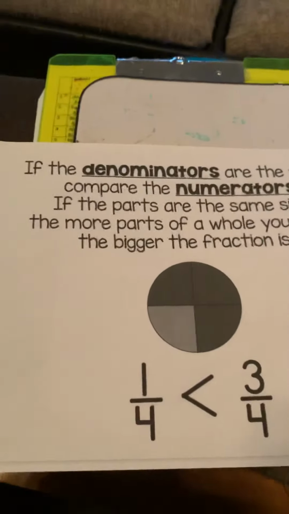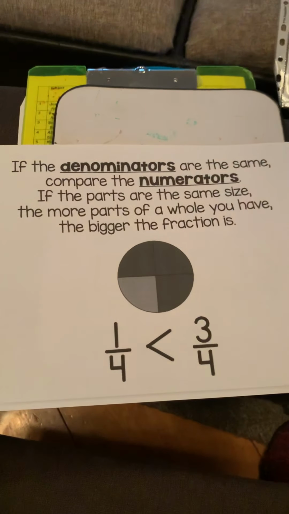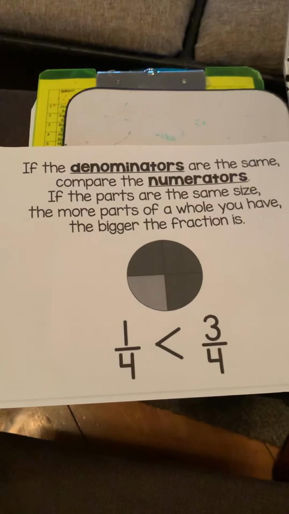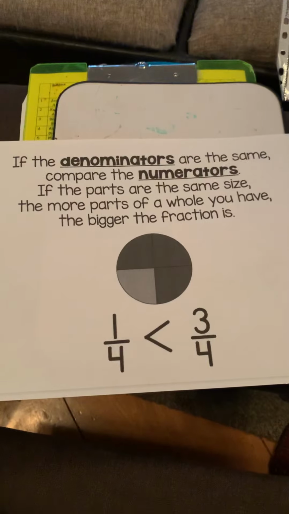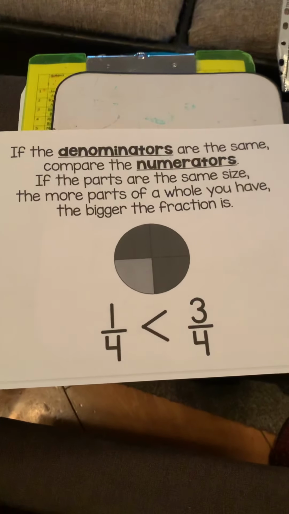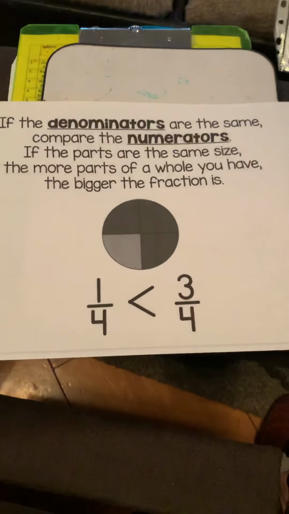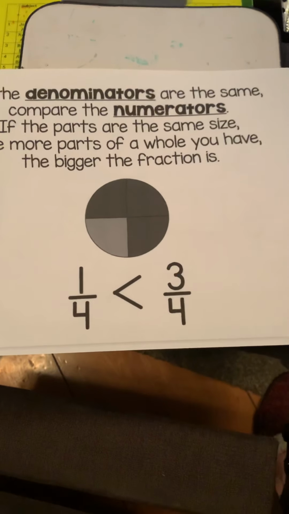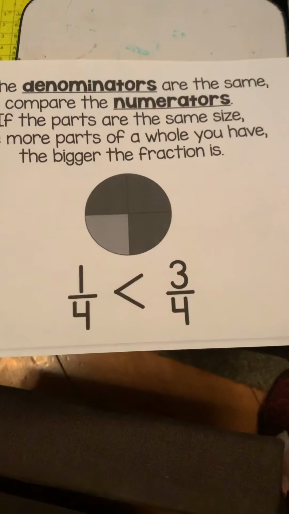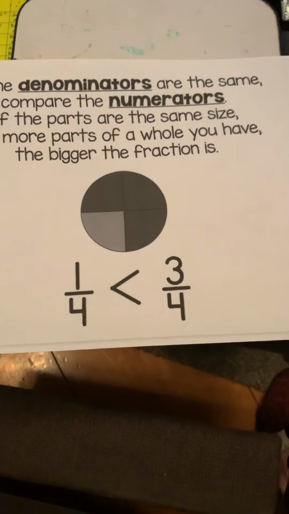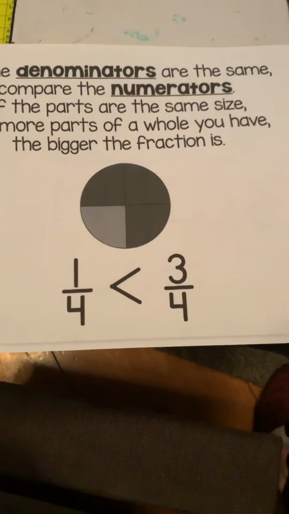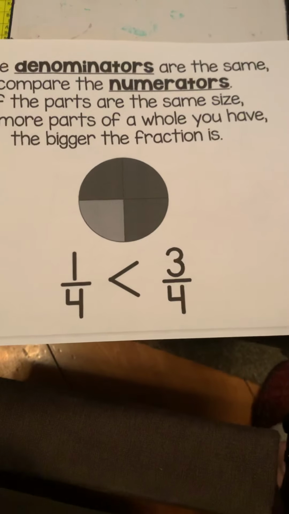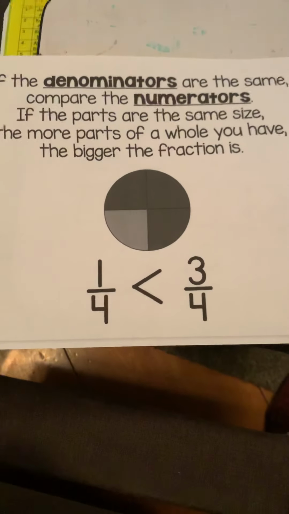The message on this poster says, if the denominators are the same, compare the numerators. If the parts are the same size, the more parts of a whole you have, the bigger the fraction is. So in this example, you can see they had 1 out of 4, I guess barely shaded in light gray, and 3 out of 4 shaded in the dark gray. And 1/4 is definitely less than 3/4, as you can tell by the picture.